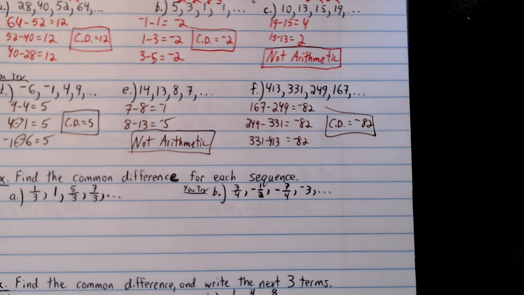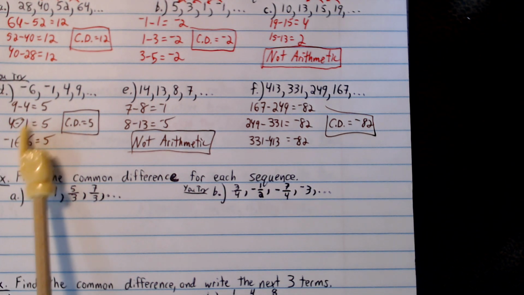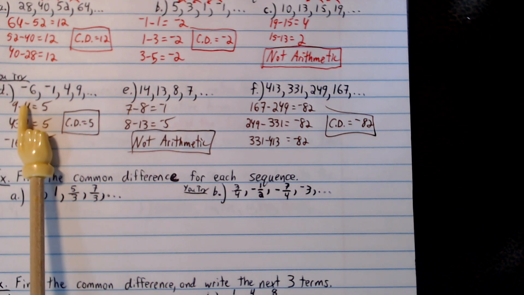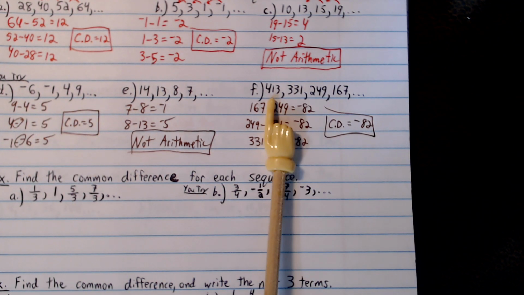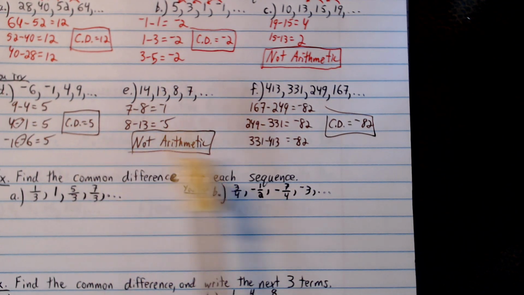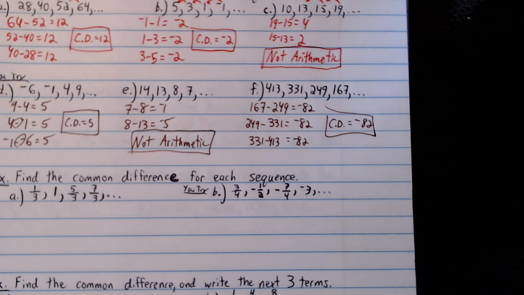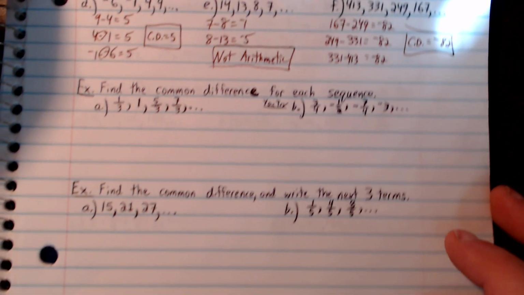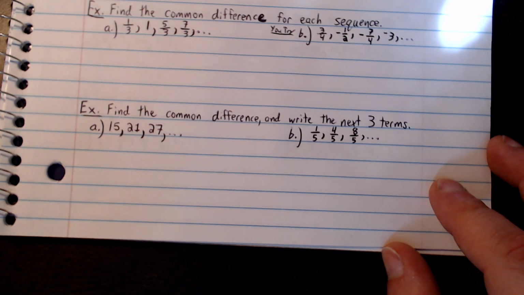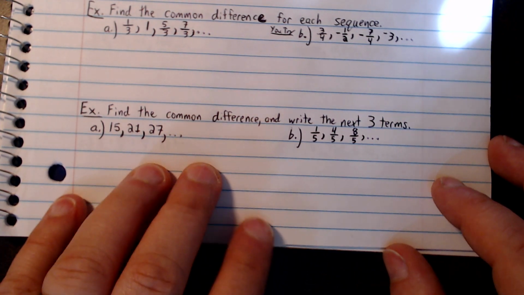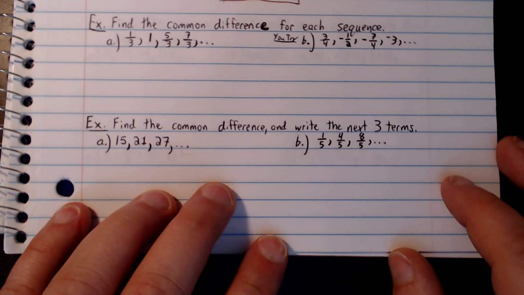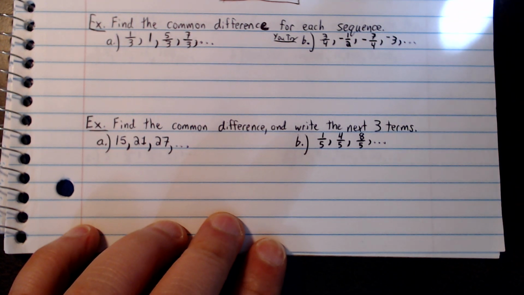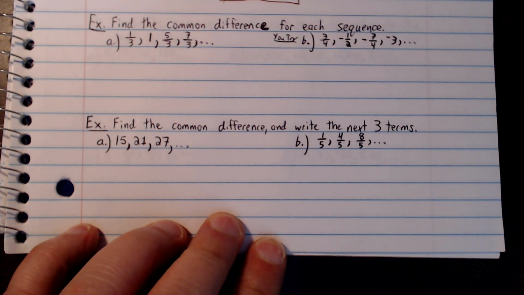Okay, so as you can see, it doesn't matter where we start with these numbers, right? These ones are starting at negative 6. These ones are starting at 413. They have all sorts of different common differences here. All that means is that we have different options for our series, or our sequences, rather. All right, so here we have some more of the same types of problems, but these are just a little bit more difficult because of those fractions, right?